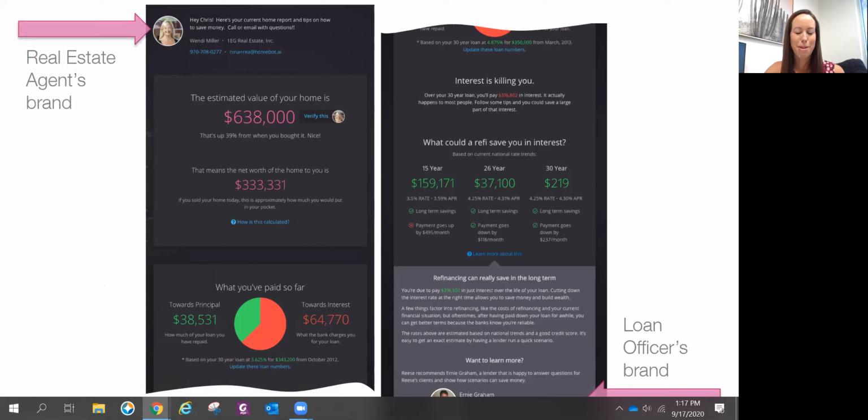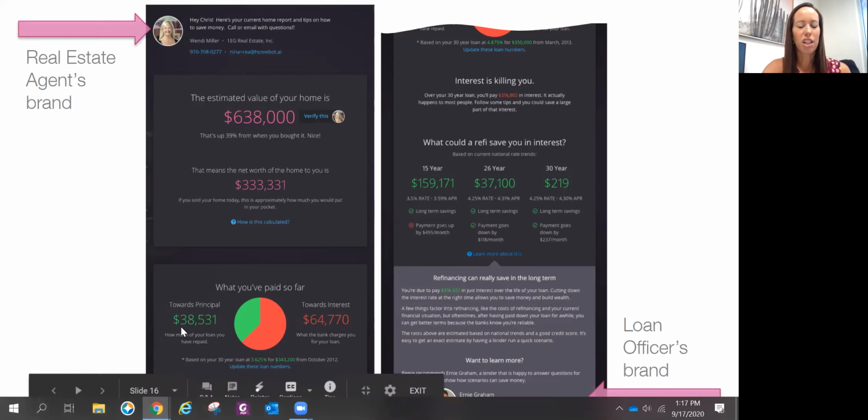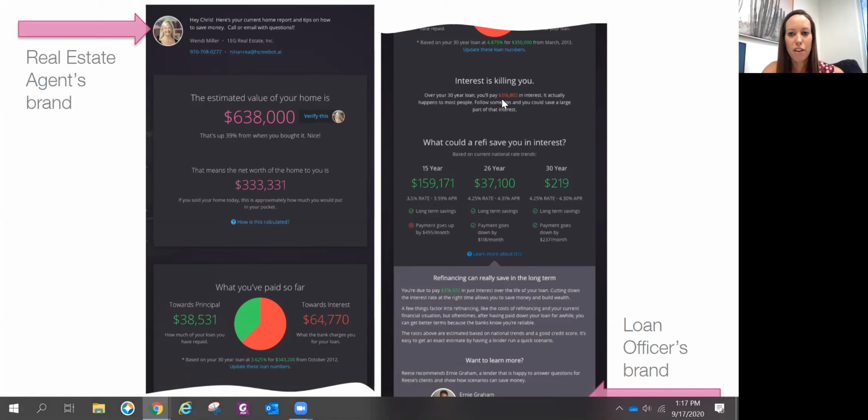And this is always a gut punch for people to see because, as we all know, especially at the beginning of the loan, it is very interest heavy. So this particular client had paid $38,000 towards principal and $64,000 towards interest. It shows them that over the life of their loan, they're going to pay $316,000 in interest. And then it gives them options to save money, like I said, by doing a refinance or paying a little extra per month to get their ultimate interest down.